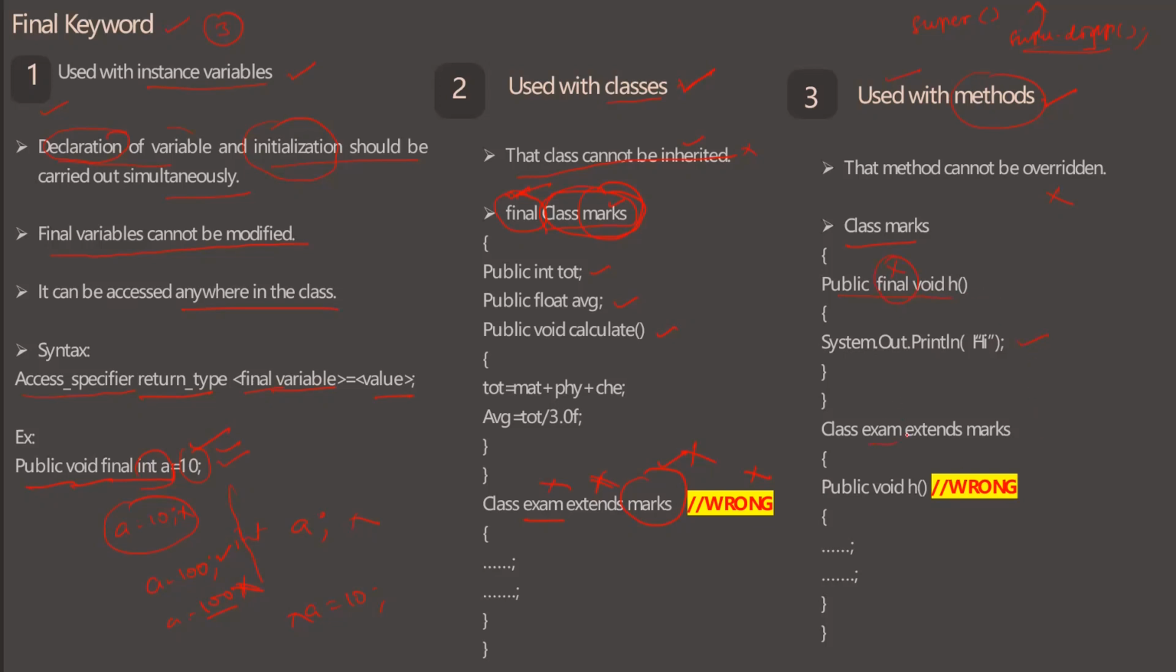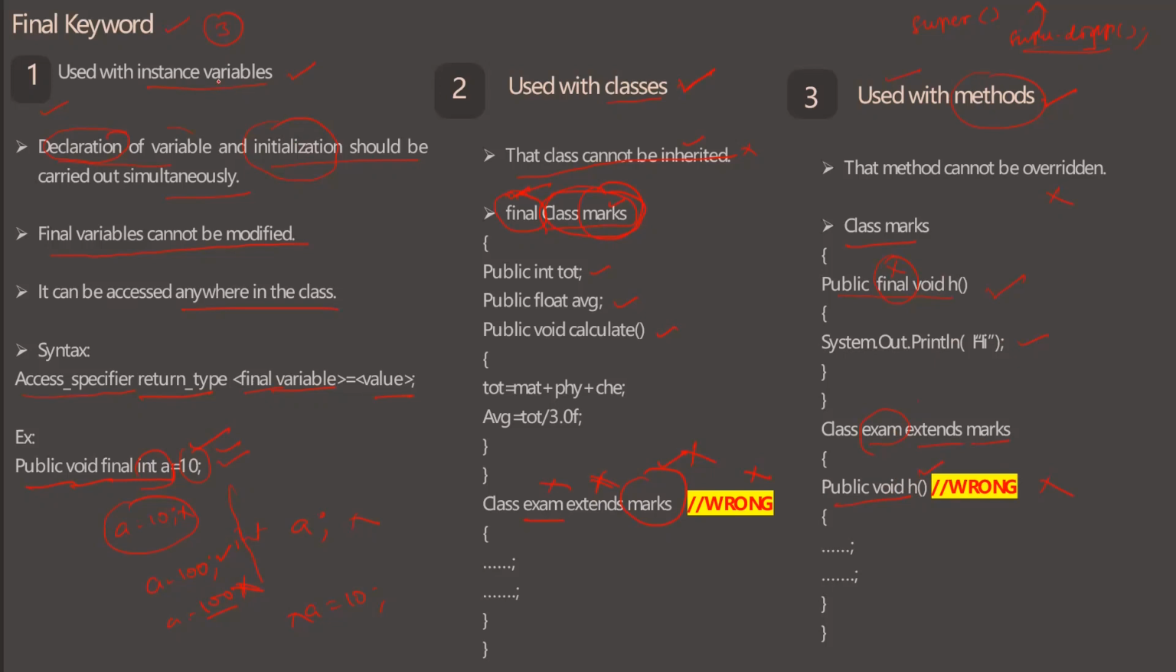Now one more class I'm taking, and I'm extending that with marks. Okay. Now I'm going to create public void h. Already public void h is created in the base class. In the same way, public void h, when I'm going to create it in the derived class, right? So this is completely not feasible. That is completely wrong.